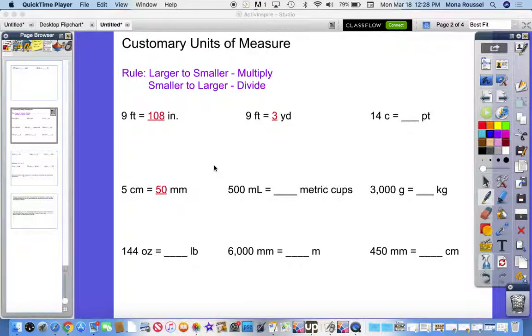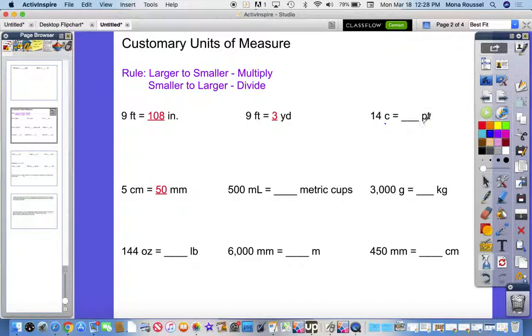To convert units of measure, we're going to use these rules that are listed up here, the ones we've been using in class. Larger to smaller multiply, smaller to larger divide. Some of these examples are filled in from what we had worked on Friday. But if we go ahead and take a look at this next problem over here.